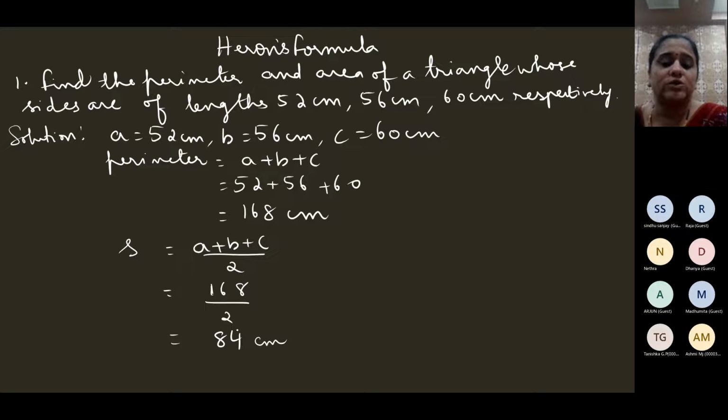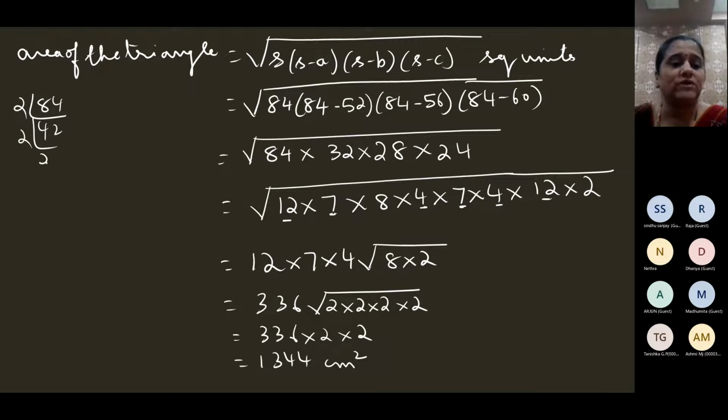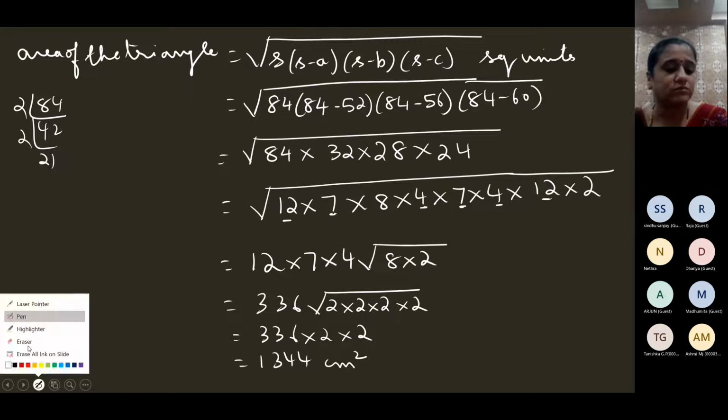And to find the area, we need to find the semi-perimeter, which is 84. And then this is the formula. Substitute the values in the formula. S is 84, A, B, C given to us in the question. Substitute. And at this point, you can also find the prime factorization of every number. Like you can take 84 and write 2 times 42, 2 times 21. You can go on like that. Okay, let me work that also for you.